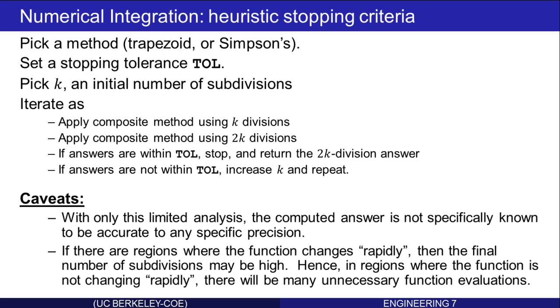The other caveat is if there are regions where the function changes rapidly, then the final number of subdivisions may end up having to be very high in order to get this convergence. But what that also means is for that same function in regions where it was not changing rapidly, there's probably many unnecessary function evaluations. So what we'd like to do is deal with that in what's called an adaptive step size manner. Let's see how that works.